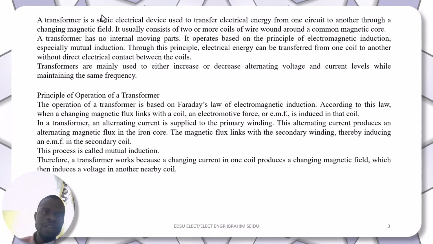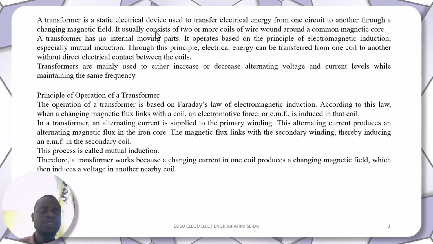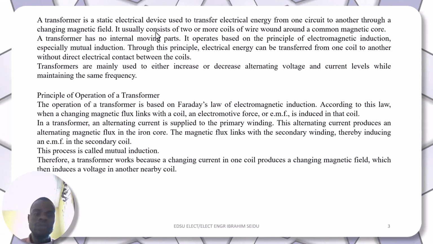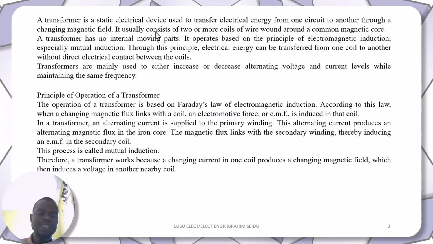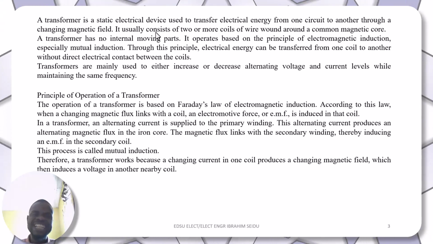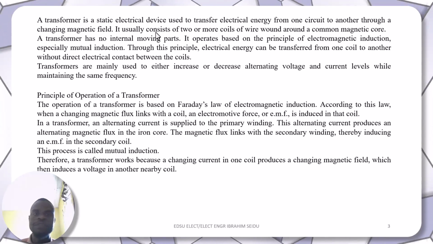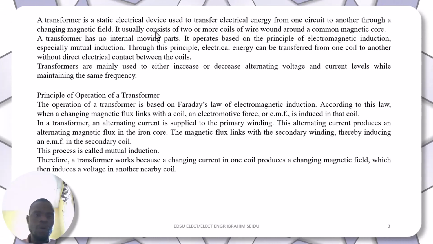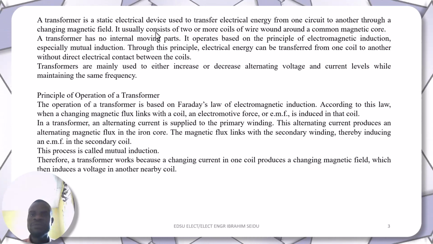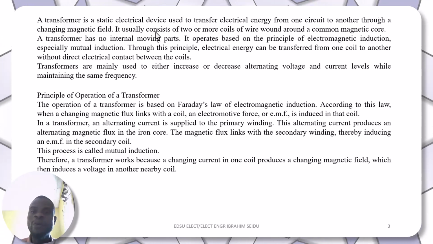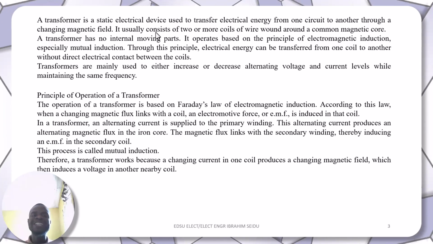Now we say a transformer is a static electrical device because a transformer does not move. The basic parts of a transformer are all static, except the magnetic flux. So it does not move, and we call it a static electrical device. It usually consists of two or more coils of wire wound around a common magnetic core.